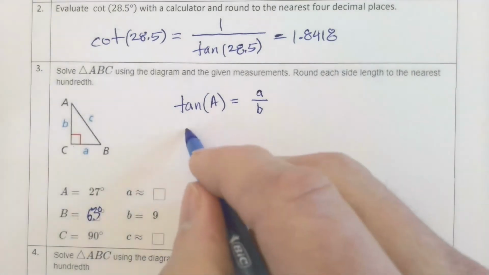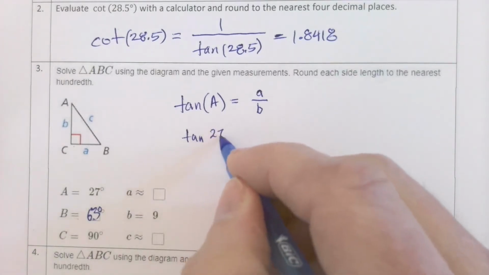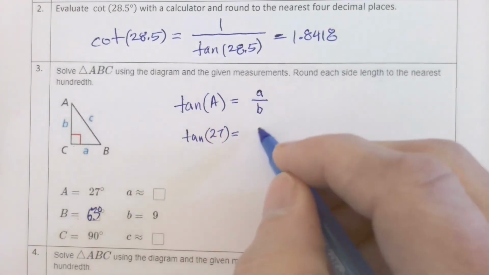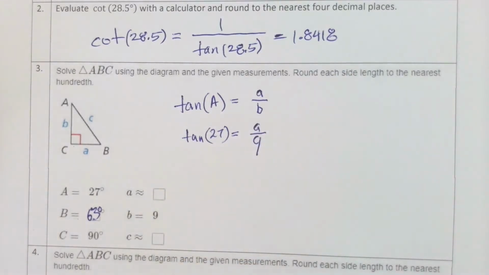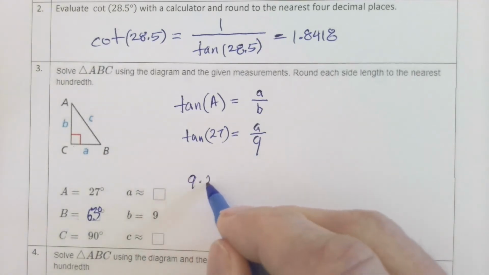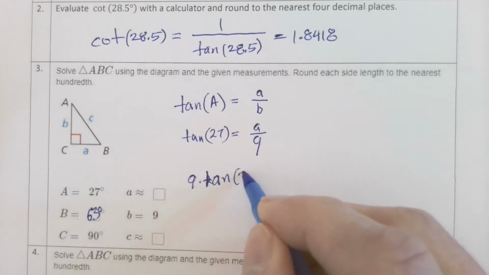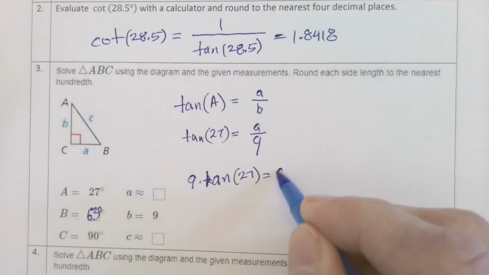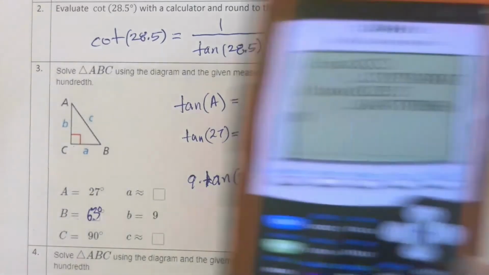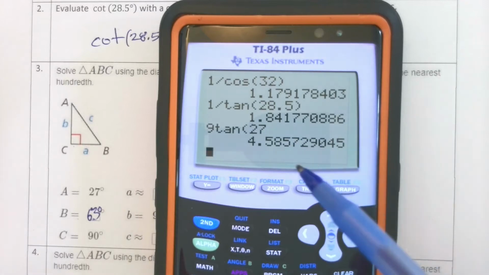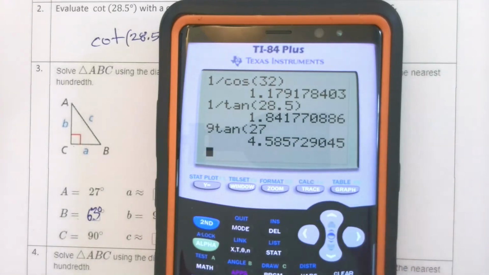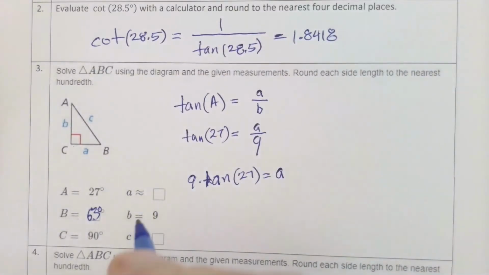Now I can put some numbers in here. Tangent of 27 is equal to a over 9. If you multiply both sides by 9, you come up with 9 times the tangent of 27 is equal to a. So let's enter that into our calculator now. 9 times tangent 27. You get 4.59 to the nearest hundredth. So that's how big a is.